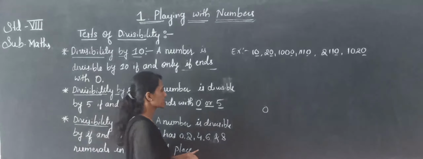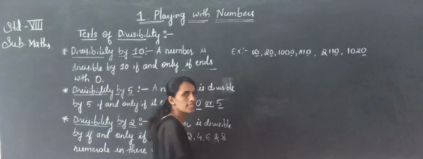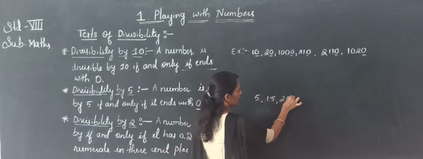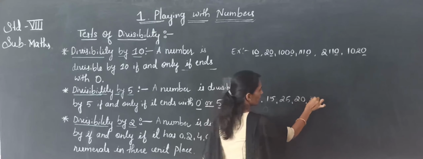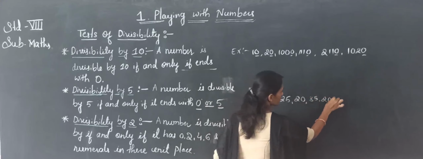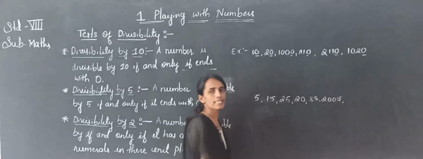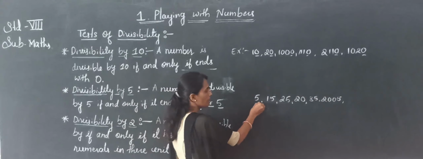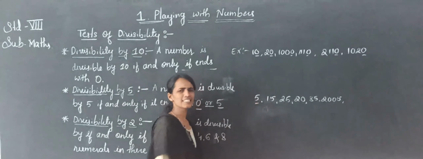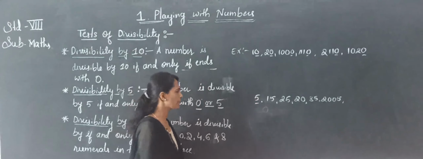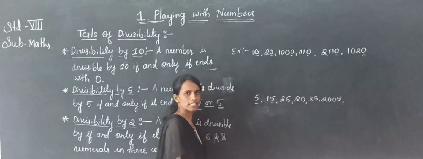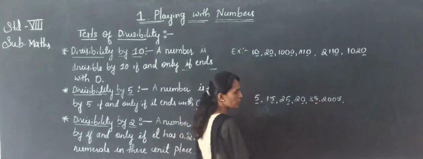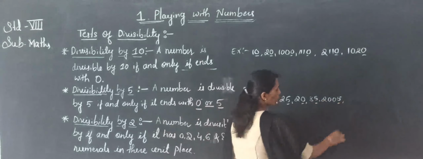Here you can guess examples: 5, 15, 25, 20, 35, 2005. These numbers will be divisible by 5. The first one is a single digit, 5, which is divisible by 5. 15 ends with a 5. 25 also ends with a 5. 20 ends with a 0. 35 also ends with a 5. 2005 also ends with a 5.